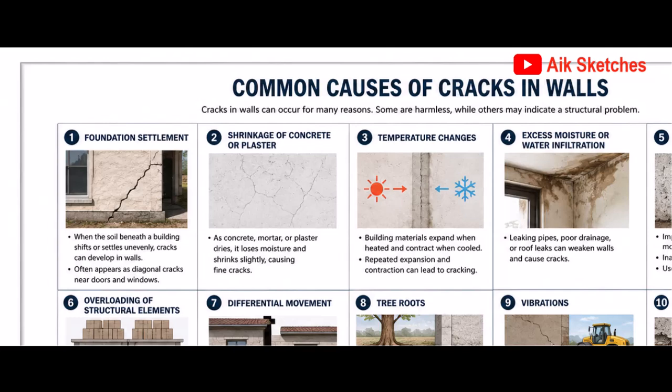The fourth one is excess moisture or water infiltration. If there is a leaking pipe, poor drainage, or a roof leak, this can weaken the walls and cause cracks. Sometimes these pipes could be located inside or around these walls.